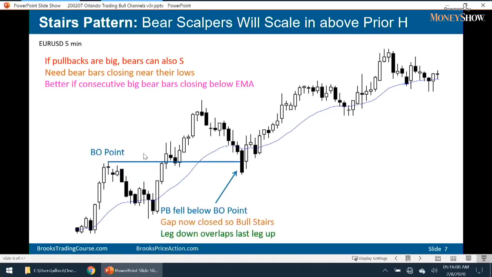This is what I was talking about. Here we broke out to a new high, but we pulled back below the old high. And once that happens, I start referring to this as a stairs type of channel. And if the market is stair stepping up like that, it's always easier to make money buying, but you can make money selling.